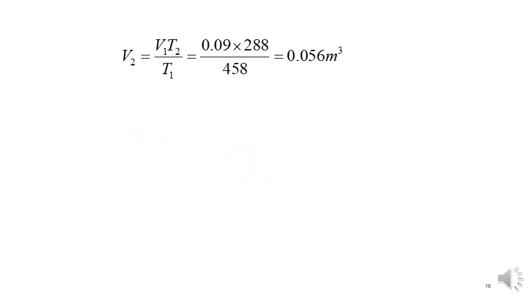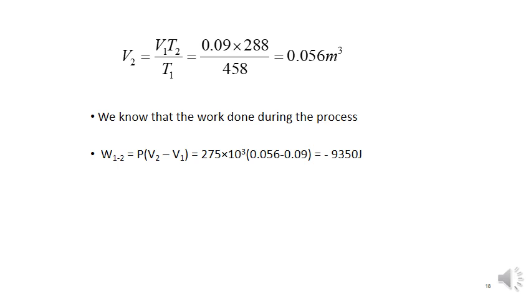So next, work done. We know that the work done is equal to P (V2 minus V1). So we know only the V1 value. Before calculating the work done, we have to calculate the V2 value. So V2 at constant pressure. They mentioned that V is directly proportional to the temperature. So V1 by T1 is equal to V2 by T2.